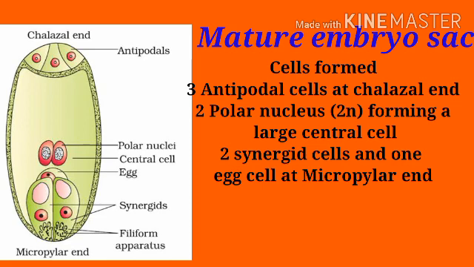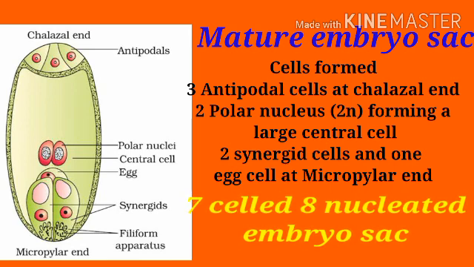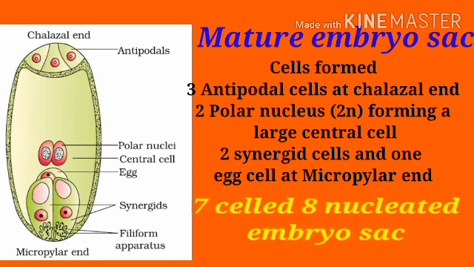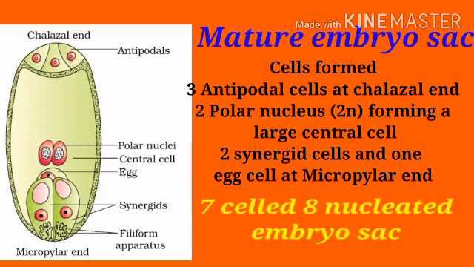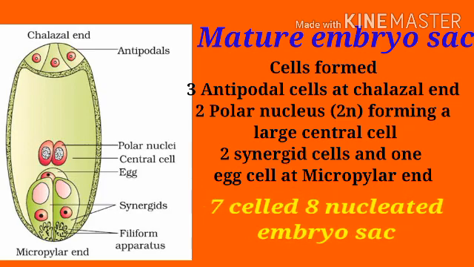At the center, as already told, 2 nuclei have moved from the chalazal end and the micropylar end. These 2 nuclei are called the polar nuclei. 2 polar nuclei together form a central cell. So the ovule structure finally after division with the daughter cells is called the embryo sac. So we can say an embryo sac has many cells with multinucleated structure. So we can say a mature embryo sac is a 7-celled 8-nucleated structure. Just look how many cells are there and how many nuclei are there.